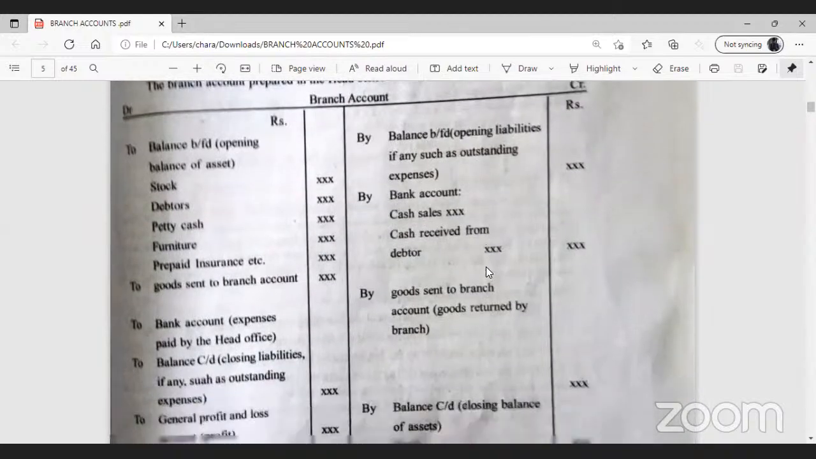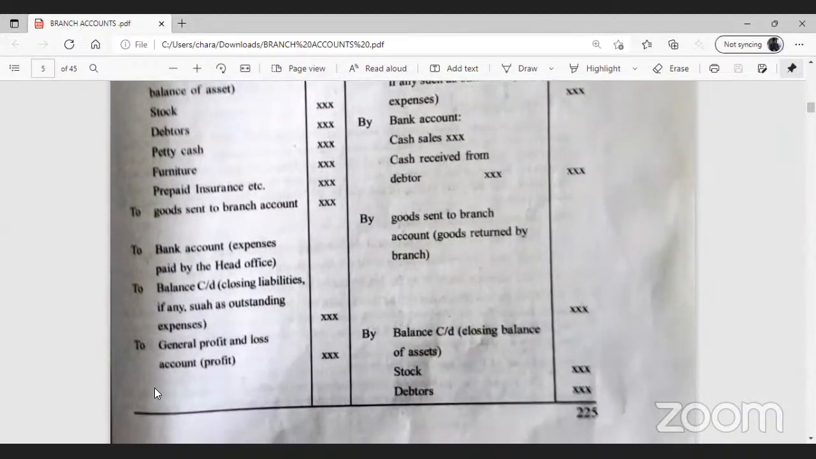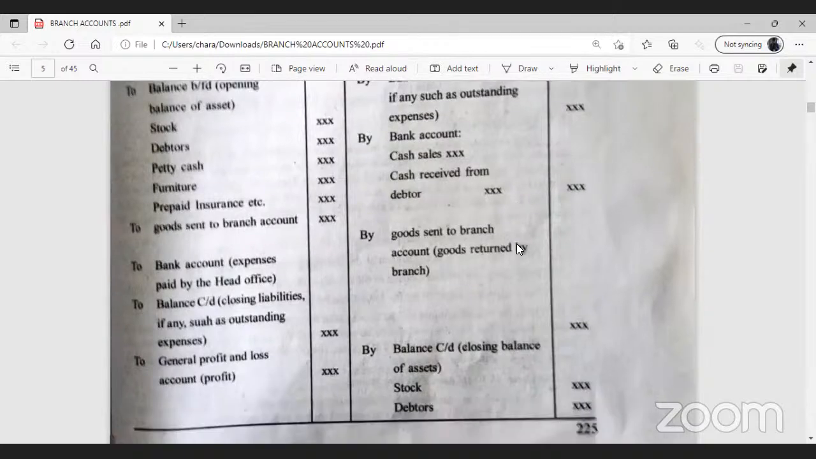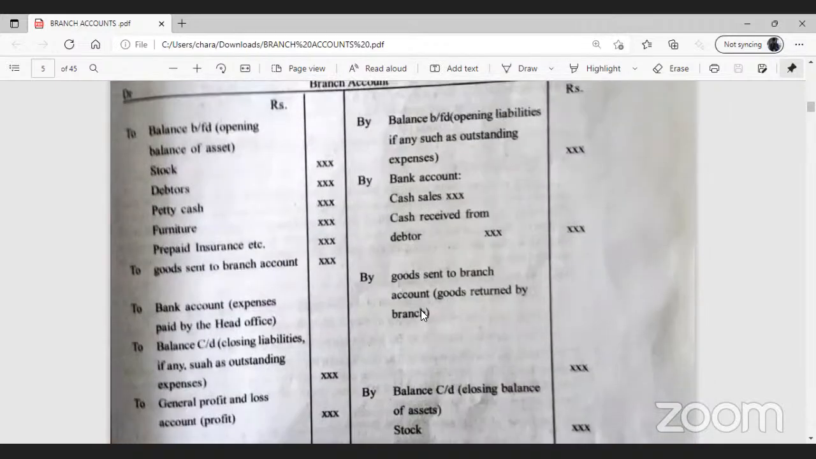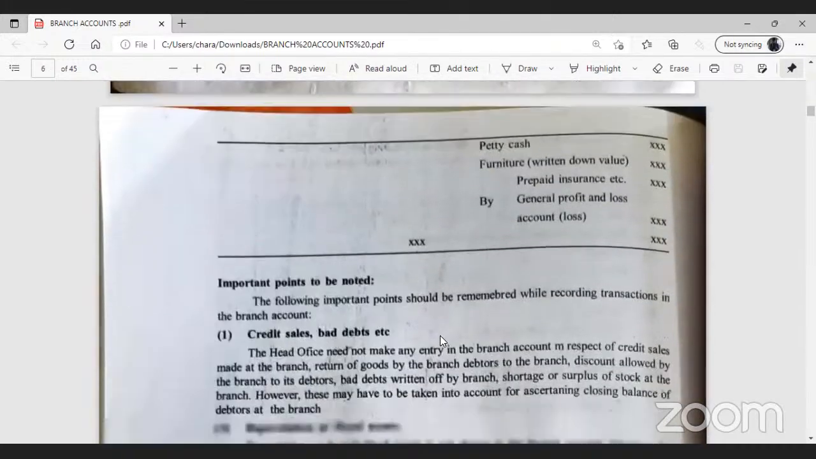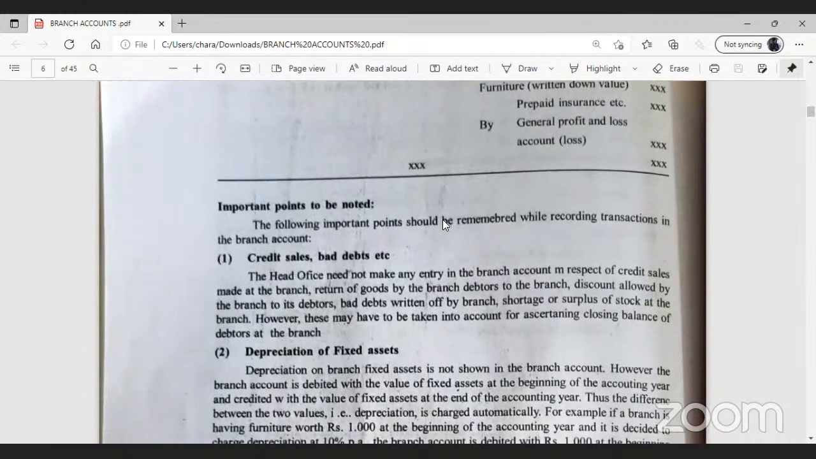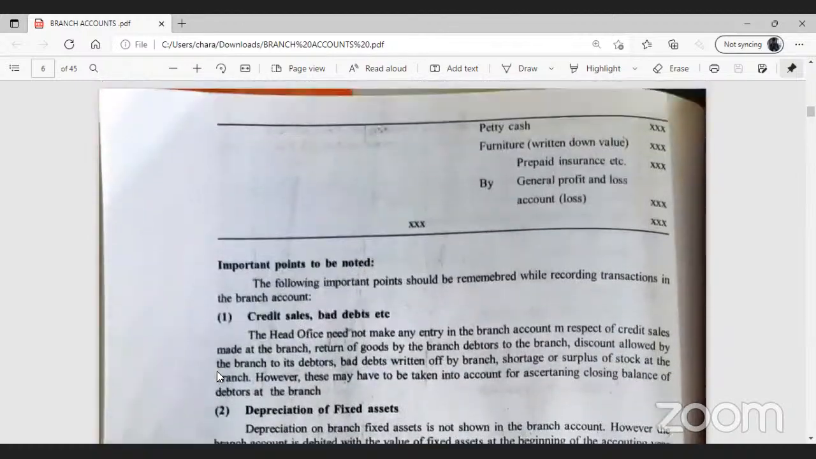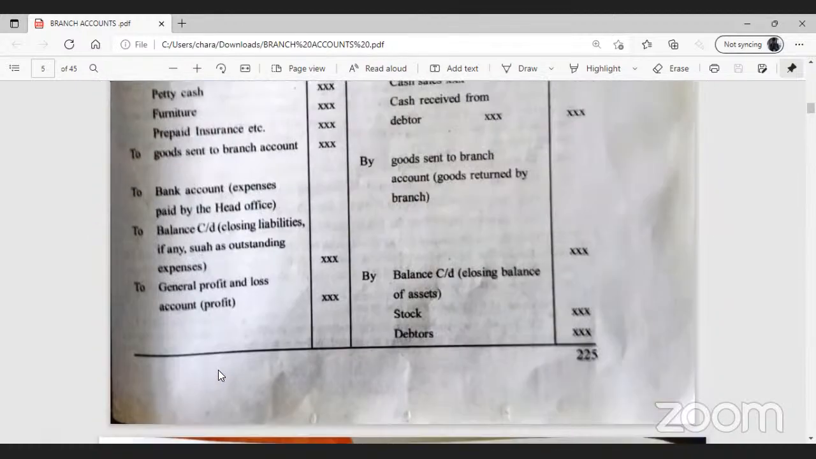Generally, he'll give all this information. You are supposed to find the general profit and loss. All this information will be there in the question only. Sometimes, relating to the cash received from the debtors or the amount due from the debtors, you need to find the value. How do you find that? By opening the account. See, for credit sales and bad debts, you need to open a debtors account.